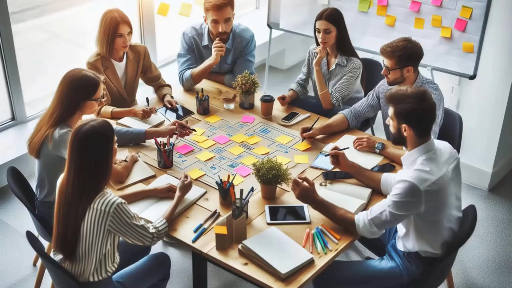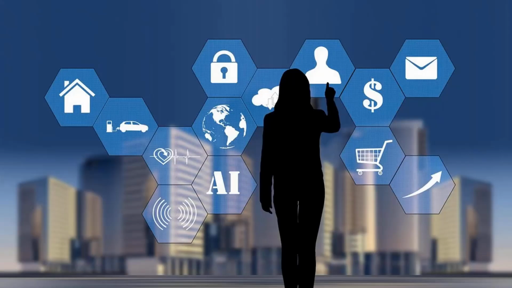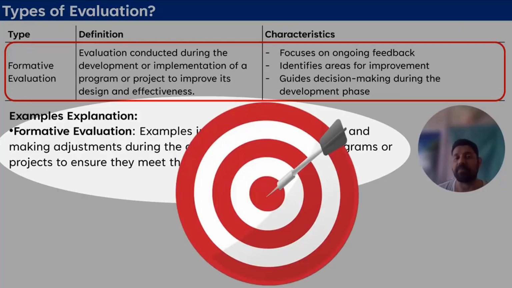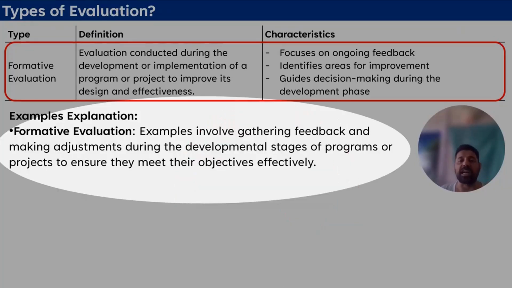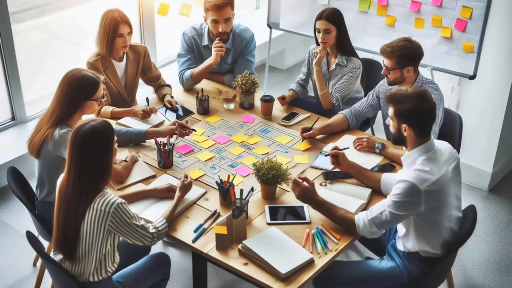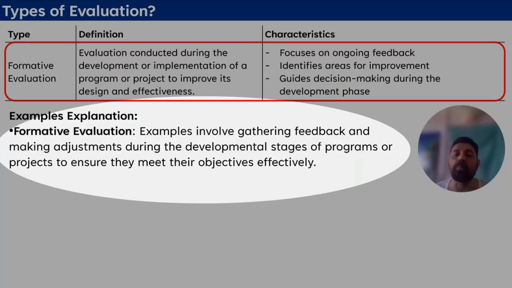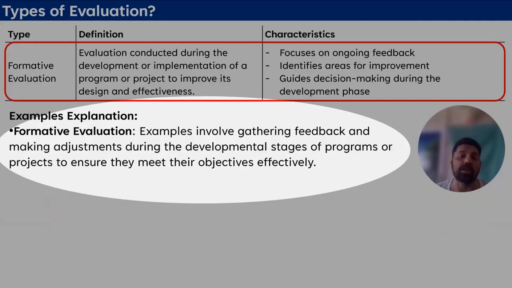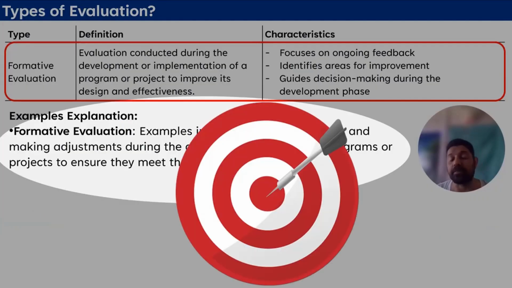Examples involve gathering feedback and making adjustments during the development stages of programs or projects to ensure they meet their objectives effectively. So during the project, you are gathering feedback about different activities so that you make some adjustments during the development stages of the project to ensure that they are on track and meet their objectives effectively.